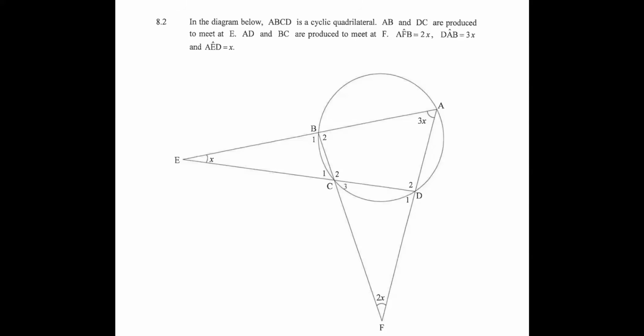8.2. In the diagram below, ABCD is a cyclic quad. AB, DC are produced to meet at E.